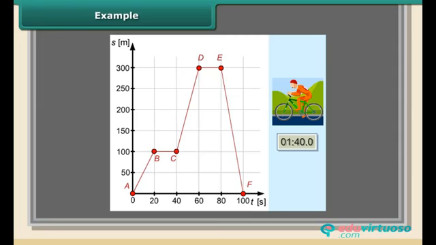his direction of movement. So from segment AB, we can discover that the cyclist covered a distance of 100 meters in 20 seconds, moving at a constant speed of 5 meters per second. Segment BC indicates that the cyclist stopped after having traveled a distance of 100 meters.